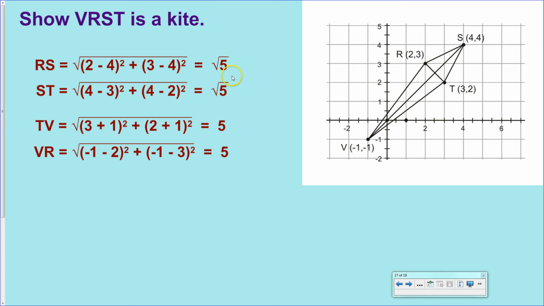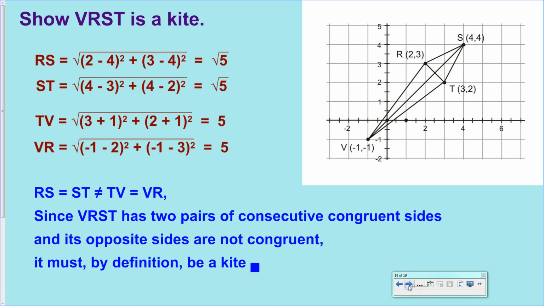We simply have to state that, hey, these two are equal, that's good, they're consecutive. These two are equal, that's good, they're consecutive, but they're also not equal to each other. And we can get this done in one very condensed statement. So take a look at this statement right here. It says that RS equals ST, and both of those are not equal to TV and VR, and TV and VR are equal. So all within that little symbology right there, that states everything that you need to say.